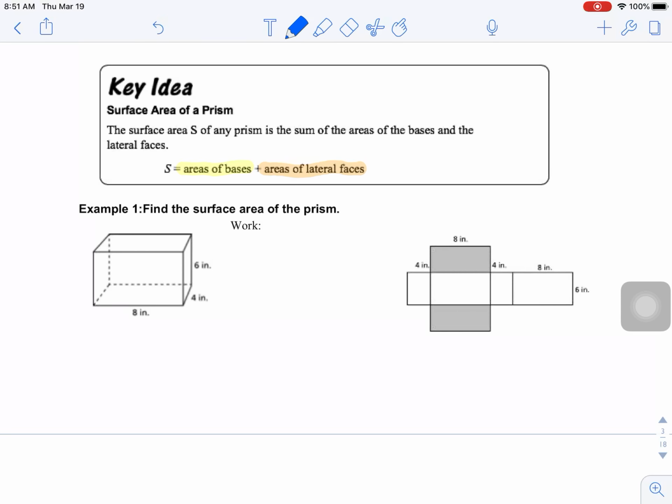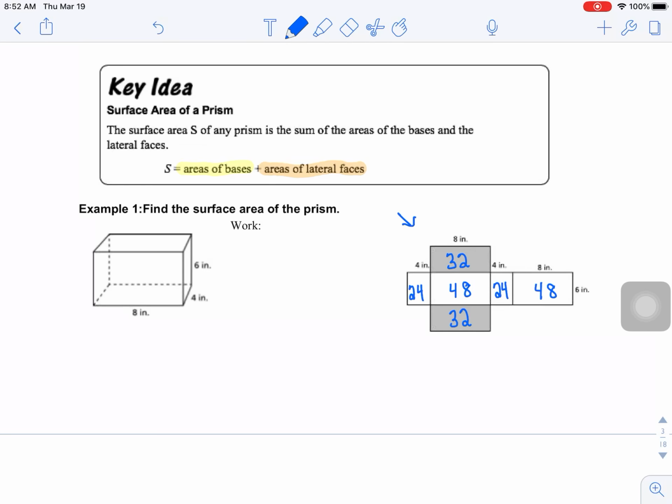All right, looking at this first example now, it says find the surface area of the prism. Let's look at the net first. Again, the net is this one over here. If I'm looking in those boxes, 8 times 4 is 32. I know that this box across from it was also 8 by 4, so this would be 32. This little box on the side is 8 by 6, which would be 48, and this one is also 48. And then we have 6 by 4, so this would be 24, and this would be 24.